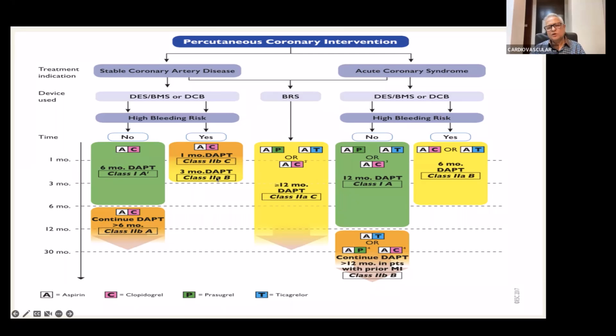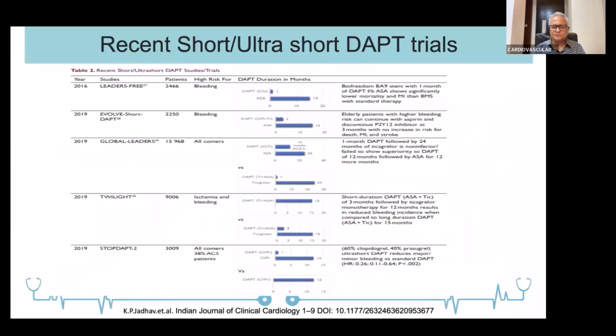3 months is another option, again using aspirin plus clopidogrel in stable coronary artery disease. If you have an acute coronary syndrome, you should preferably use either prasugrel or ticagrelor. If there is no high bleeding risk, then 12 months is preferred. If high bleeding risk, 6-month DAPT. Maybe instead of prasugrel, you can try clopidogrel. And we can continue more than 12 months if the patient has high ischemic burden.